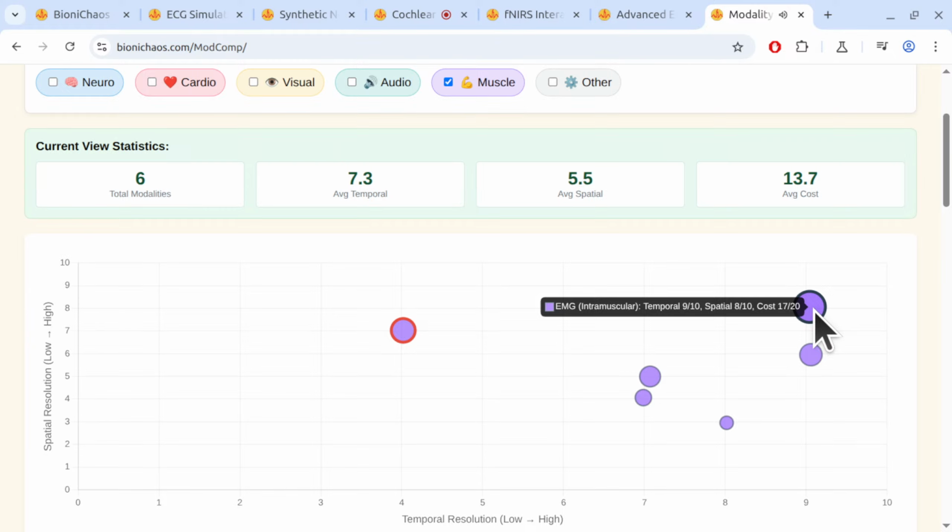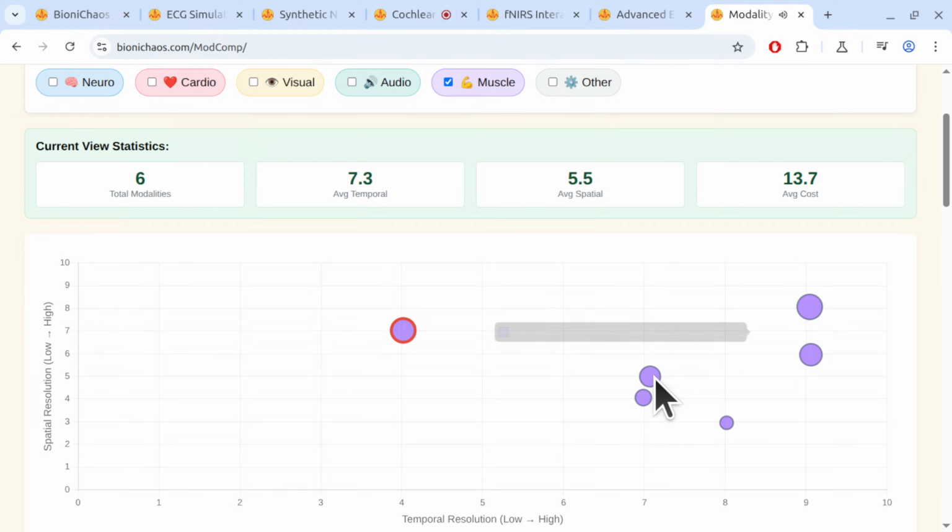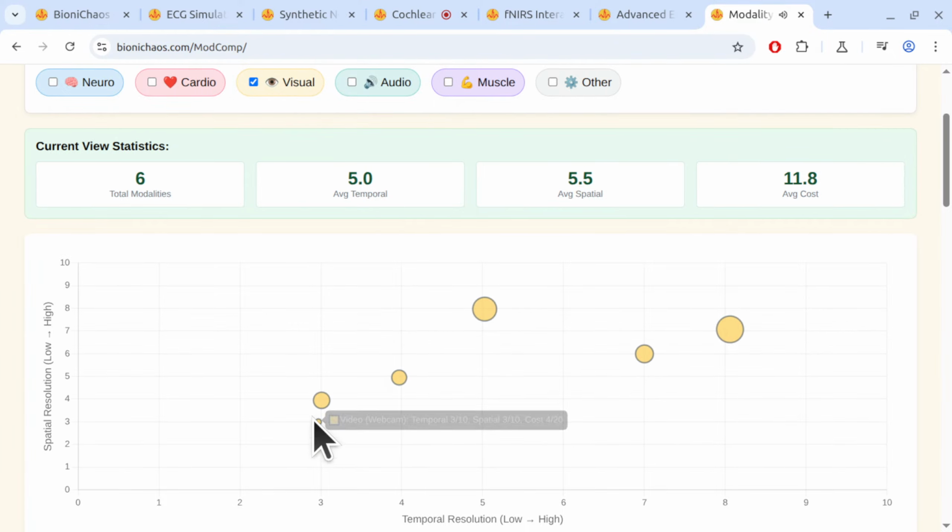Okay, moving on. Visual modalities. Seeing is believing, or at least sensing. Yeah. And here, the spectrum is probably more familiar. You start with your basic webcam. Cheap and cheerful. 3 temporal, 3 spatial, cost is only 4 out of 20. Good enough for Zoom calls, basic tracking. The unsung hero of the pandemic.